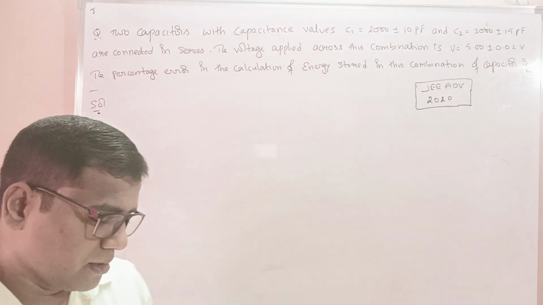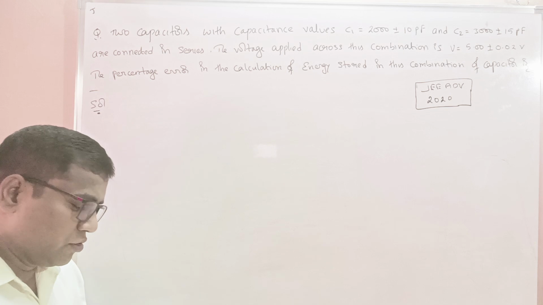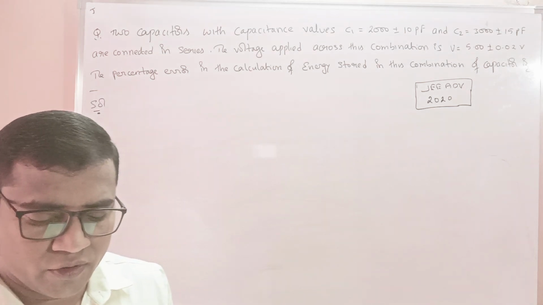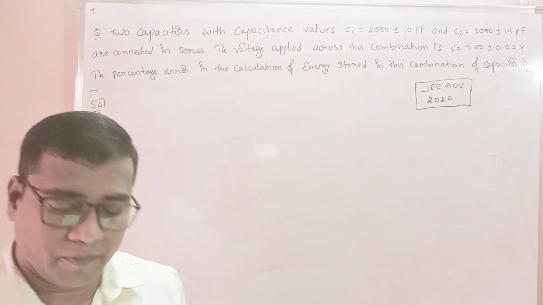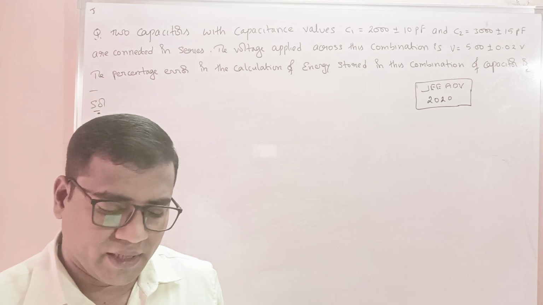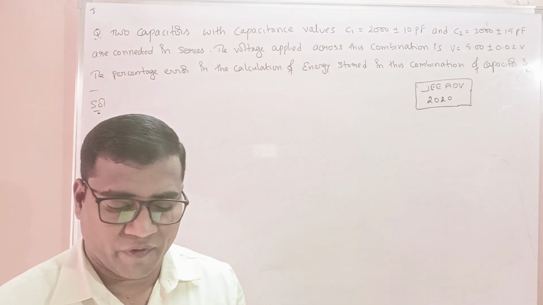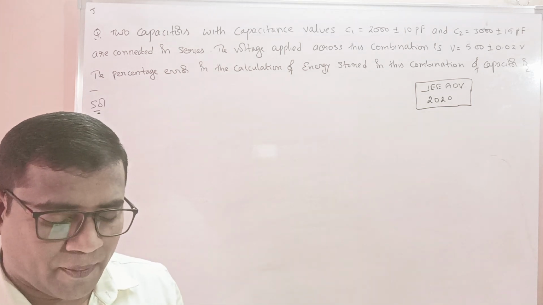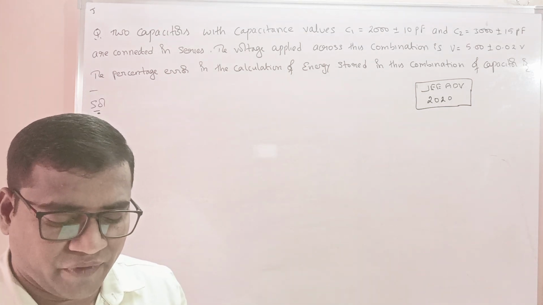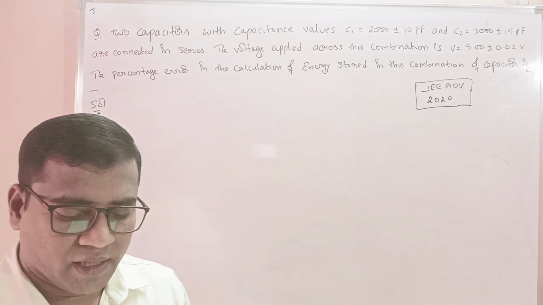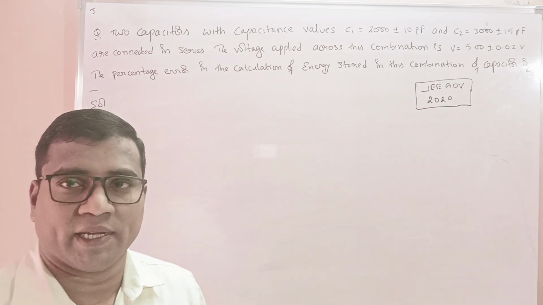Dear student, let's see this question. Two capacitors with capacitance values C1 = 2000 ± 10 picofarad and C2 = 3000 ± 15 picofarad are connected in series. The voltage applied across this combination is V = 5.00 ± 0.02 volt.